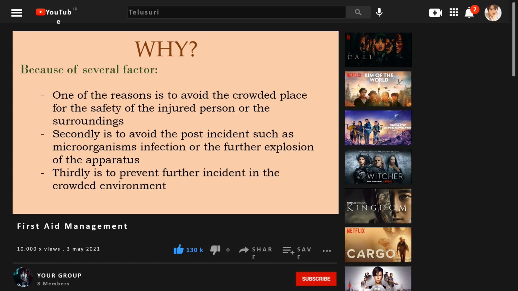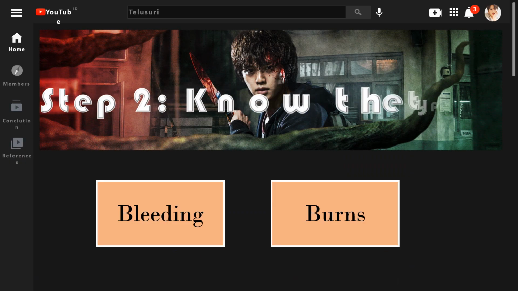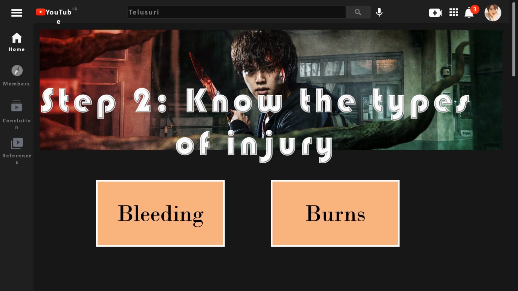Lastly, is to prevent further incidents in a crowded environment. For example, when we move the injured person to someplace else, the person in front of the way, we don't know if we just push them down and it will cause a further accident to other people. So those are the several factors why we need to move the patient to someplace else. And if you have already done step 1, congratulations, you have accomplished first aid management step 1.